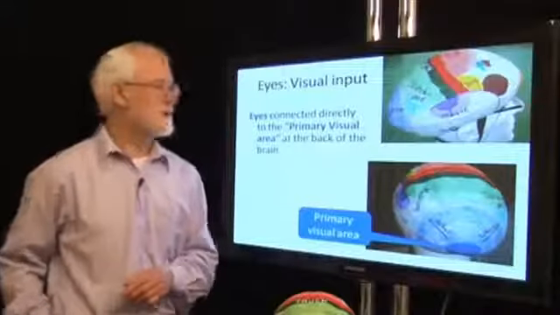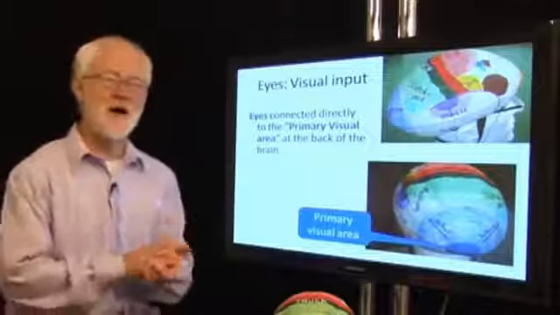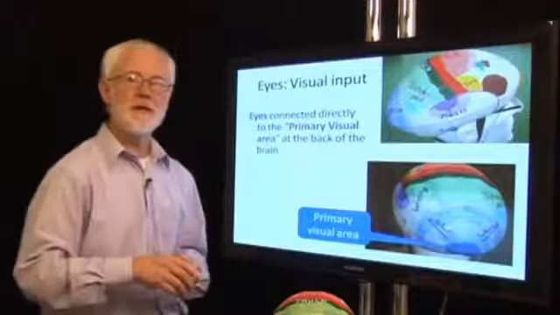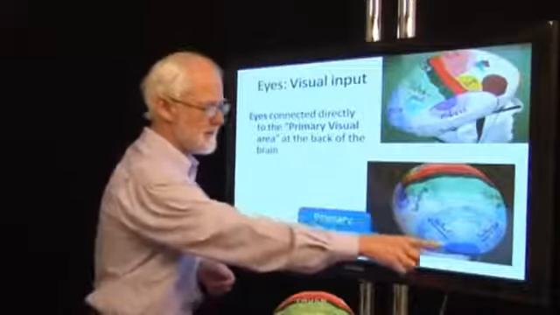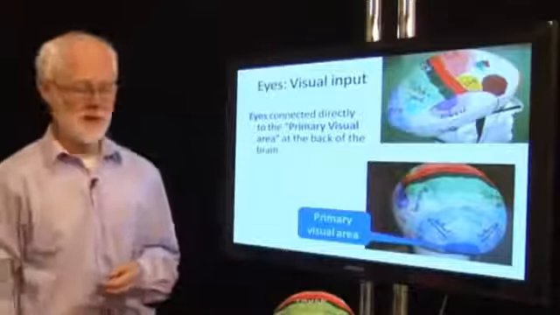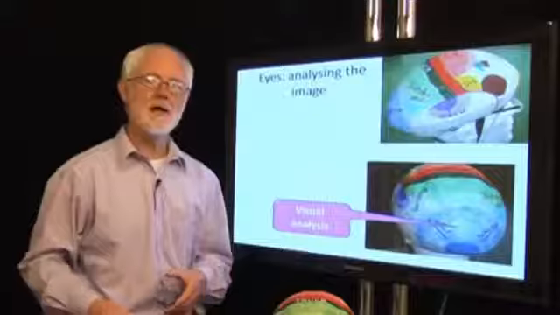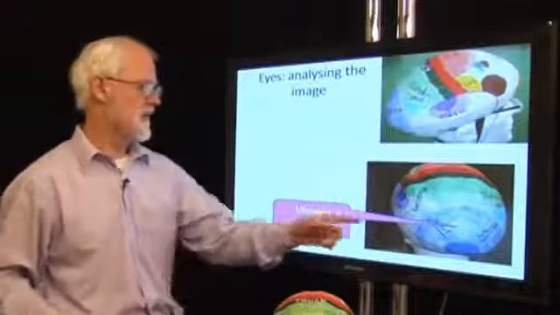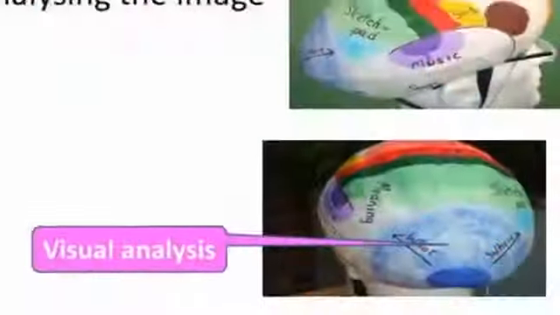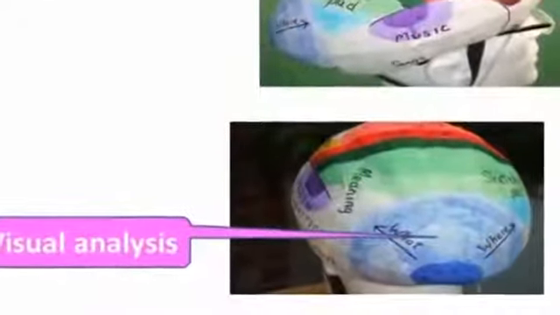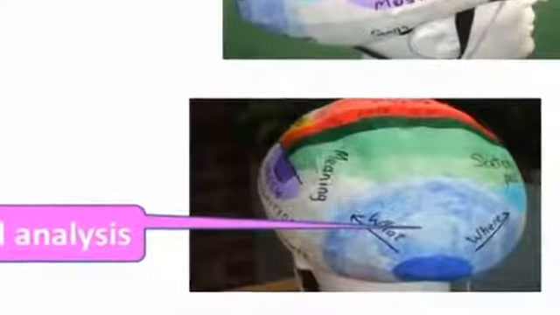One major input to the brain is, of course, our eyes, vision. The picture initially arrives here right at the back of the brain in what's called the primary visual area. The brain analyses it in the area around the outside, sometimes called the visual association area. And it does two separate jobs.